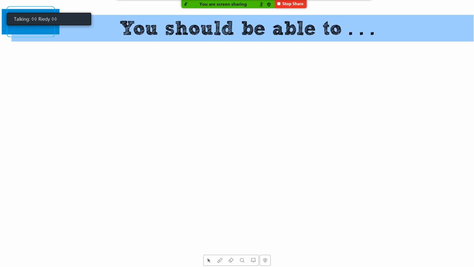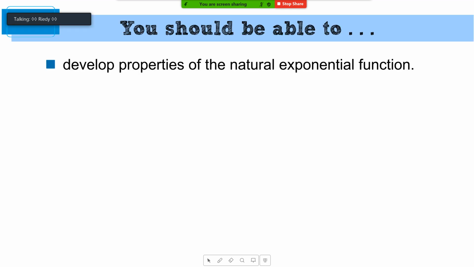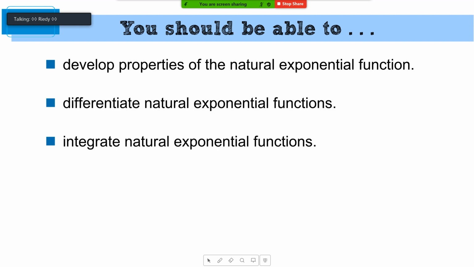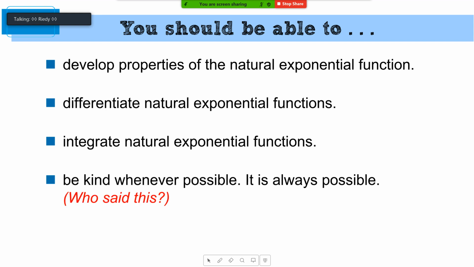All right, so talking about e. Today we're going to talk about the properties of e. We're going to find the derivative. We're going to find the integral, both of which are ridiculously simple. So simple it's almost embarrassing. And then, of course, you should be kind whenever possible, and it is always possible.